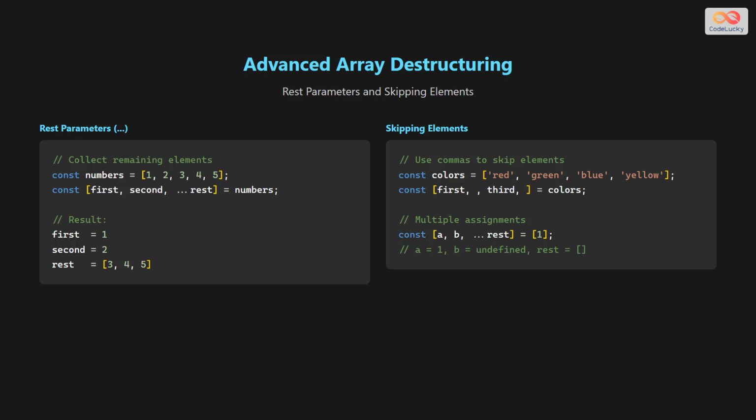For example, when we are skipping elements, the variables will simply take the values of the array elements based on their position while skipping over the commas that don't have corresponding variable names, or when we have more variables than the array elements, the extra variables will be assigned undefined values and any rest parameter will return an empty array. Here are two examples, one for the rest parameter and another to show the skipping of elements.